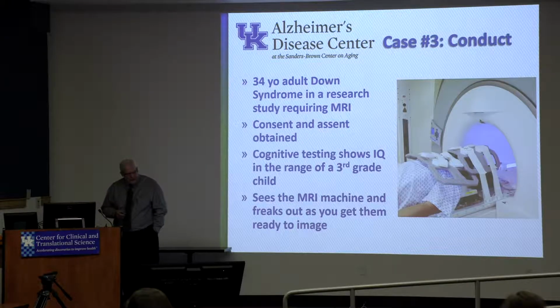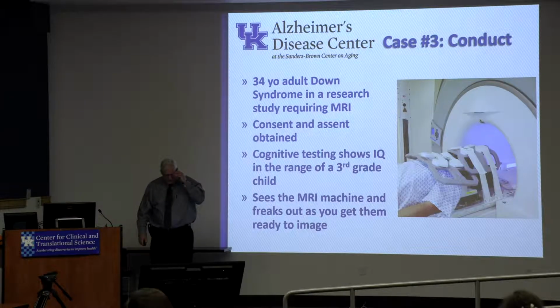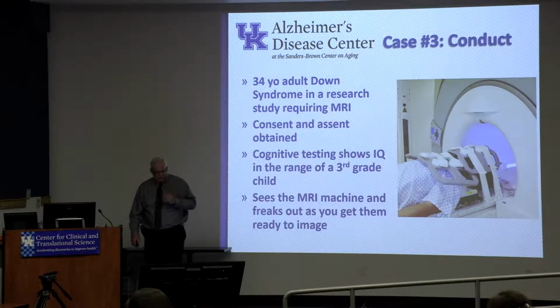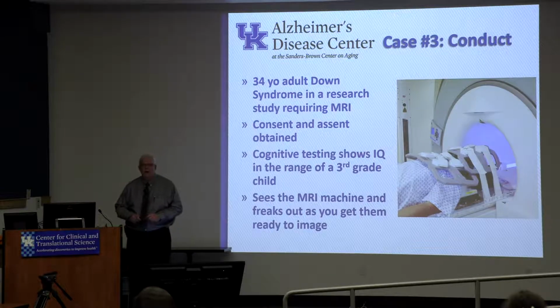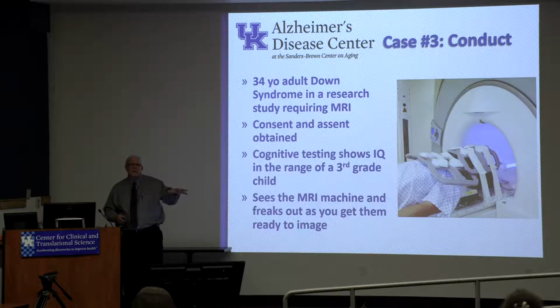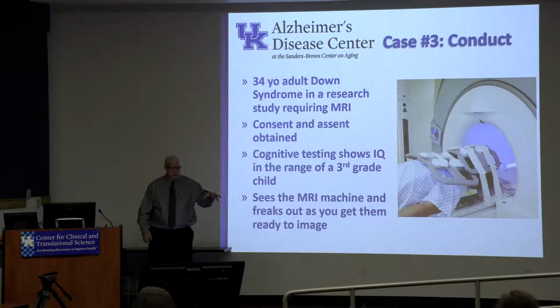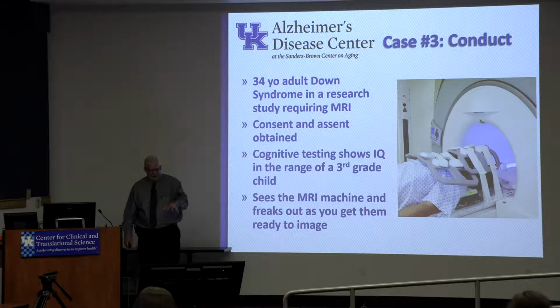Now, case number 3, another conduct study in research. Very, very important. This is somebody in our adult Down syndrome study, 34-year-old, and the study requires an MRI scan. MRI is actually the primary outcome measure in the study. Consent obtained. His cognitive testing shows an IQ in the range of a 3rd grade child. So certainly his parents have been caring for him and they're his guardian.